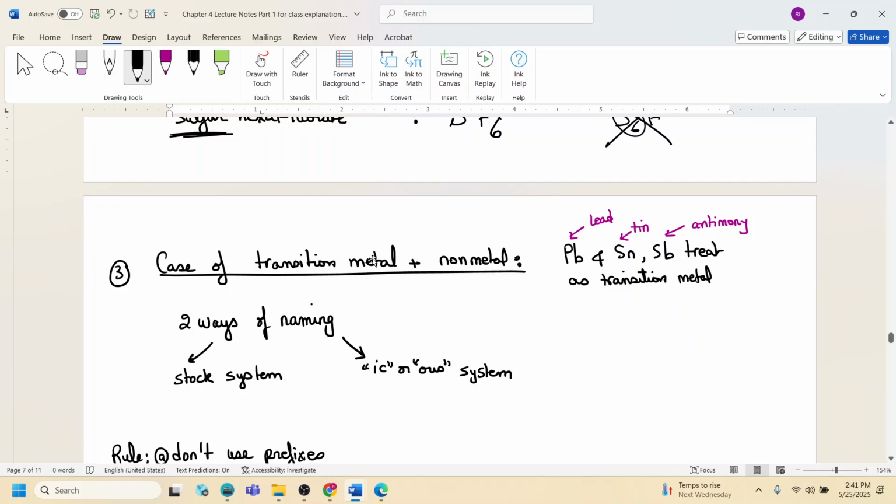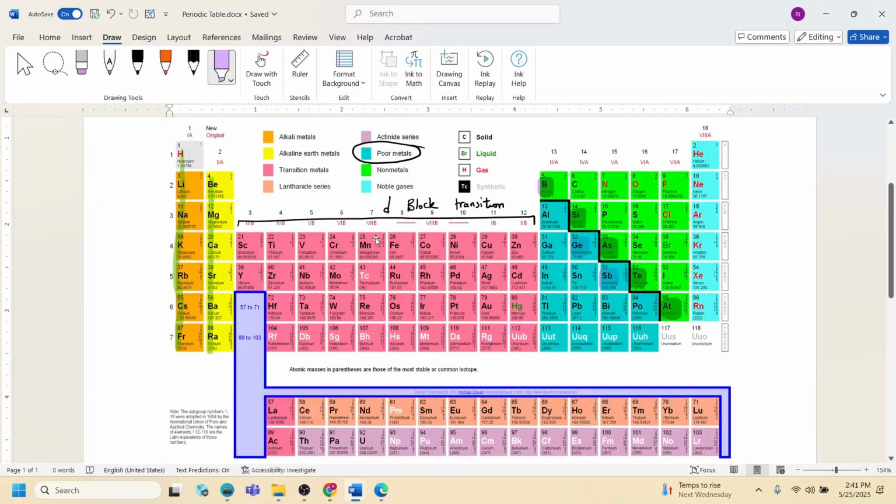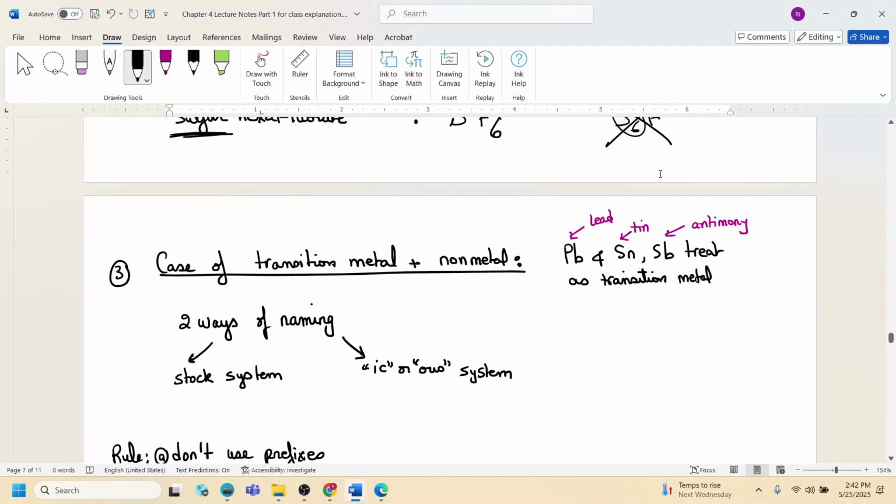Now, transition metals, these are the d-block. So if you look at the periodic table, this is the d-block over here. These are called the transition metals, like cobalt, nickel, copper, zinc, silver. All of those are considered to be transition metals. In addition to lead, tin, and antimony. These are not transition metals, but we're going to go ahead and treat them as transition metals.